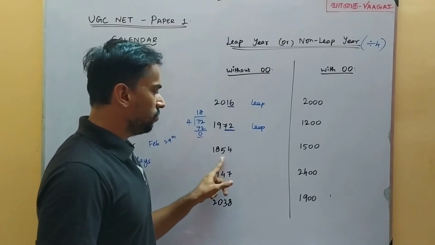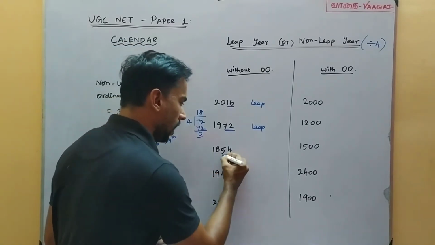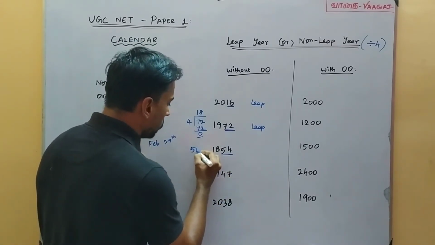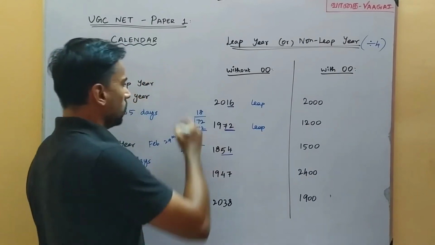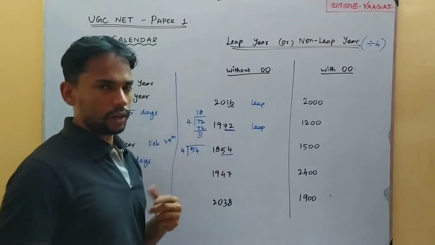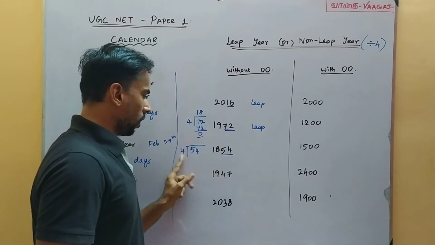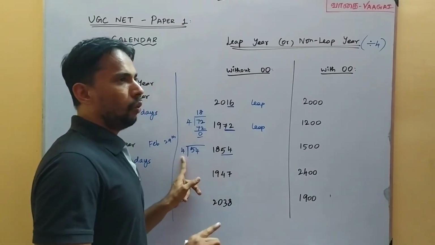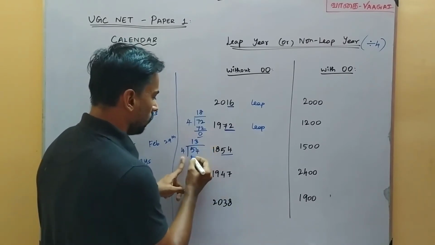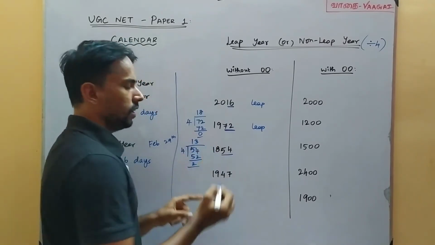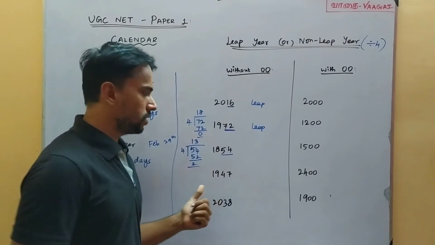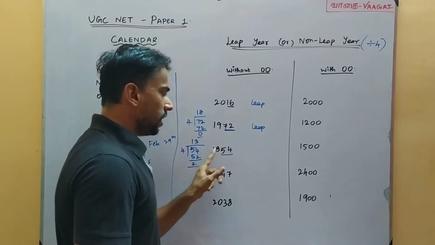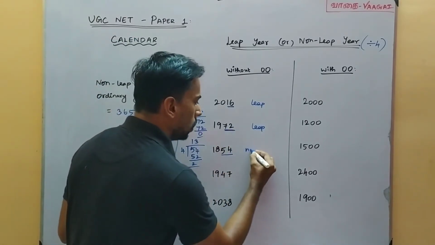We have 1854. As usual, just take the last two places. So here we see 54. For 54, I can just divide it by 4 and see. I'll just make a line here so as to avoid confusions. So 54 I'm dividing by 4. Again, I will do the calculation the shortest way possible. So 4 13s are 52. That means here I will get a remainder 2. So this says this 54 is not divisible by 4. That means 1854, this year is a non-leap year.